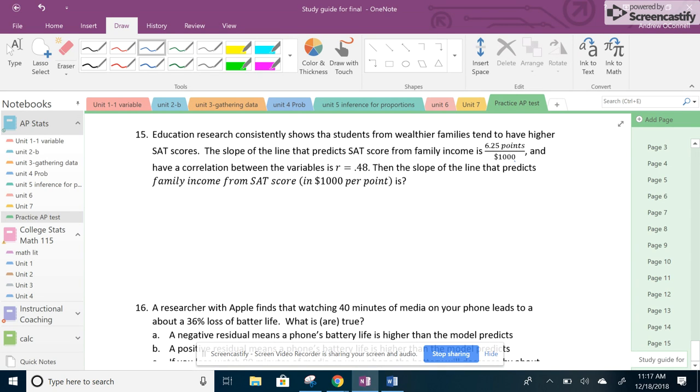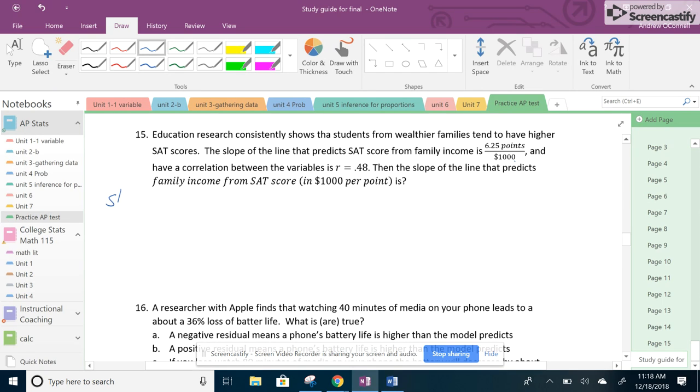0.48 is pretty weak. Remember, you'd probably call anything from 0.80 to 1.00 pretty strong, the 0.70s to 0.60s pretty moderate, then the 0.50s and 0.40s, there's something there, but it's weak. And the closer you get to 0, you'd say little to none. But the slope of the line that predicts family income from SAT, so essentially reversing x and y, you're going to have to manipulate variables.